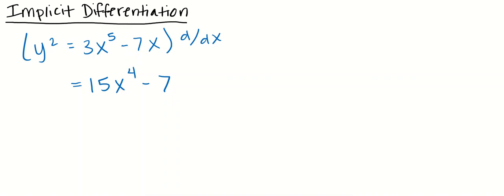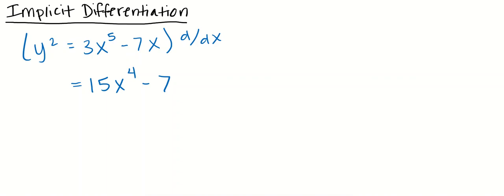So when we're taking the derivative of y squared, we have to treat y like a function. y is not the independent variable. So it's really tempting to look at this and say, oh, the derivative of y squared is going to be 2y. But that is not entirely accurate, because y is a function.